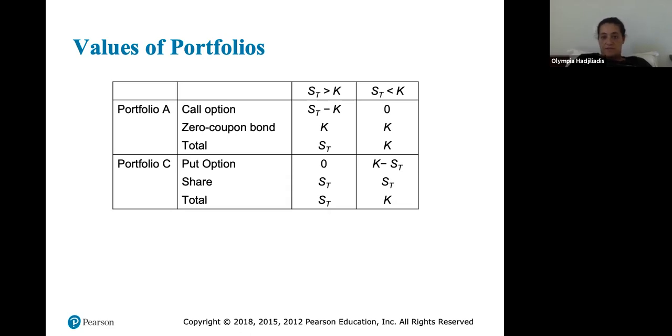And the put option is K minus ST, and the share, if ST is less than K, is ST, so the total is K when ST is less than K. So these are portfolios that have identical payoffs at expiry, so they will have to be equal at inception, and that's what gives us put call parity.